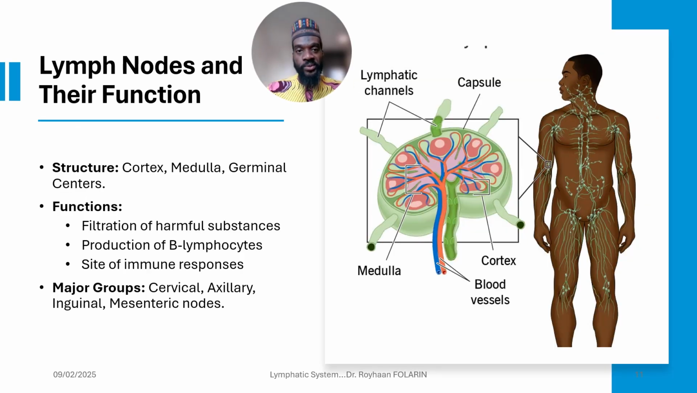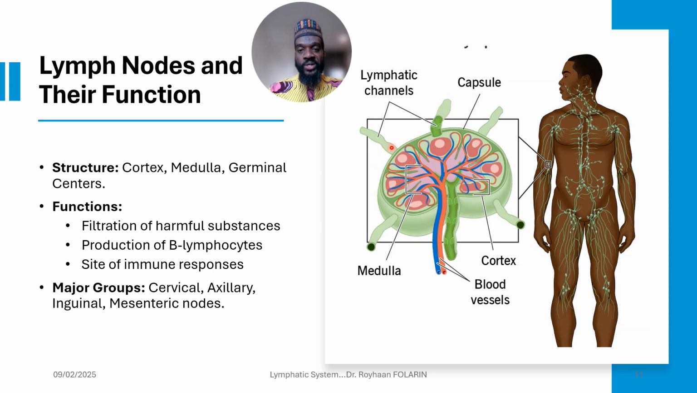The lymph nodes now, they act as crucial checkpoints in the immune system. So structurally, the lymph nodes are encapsulated, and you can see the capsule on the exterior here. So they are also being shaped in their anatomy. So they are divided into cortex, medulla, and germinal centers. So you have the cortex on the exterior, then you have the medulla, and then you have the germinal centers deep within them.